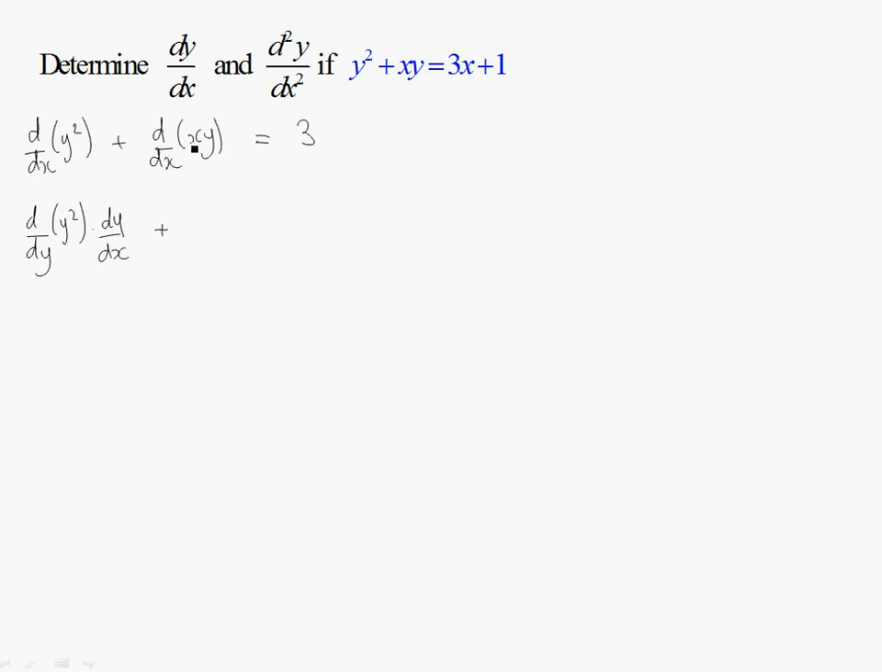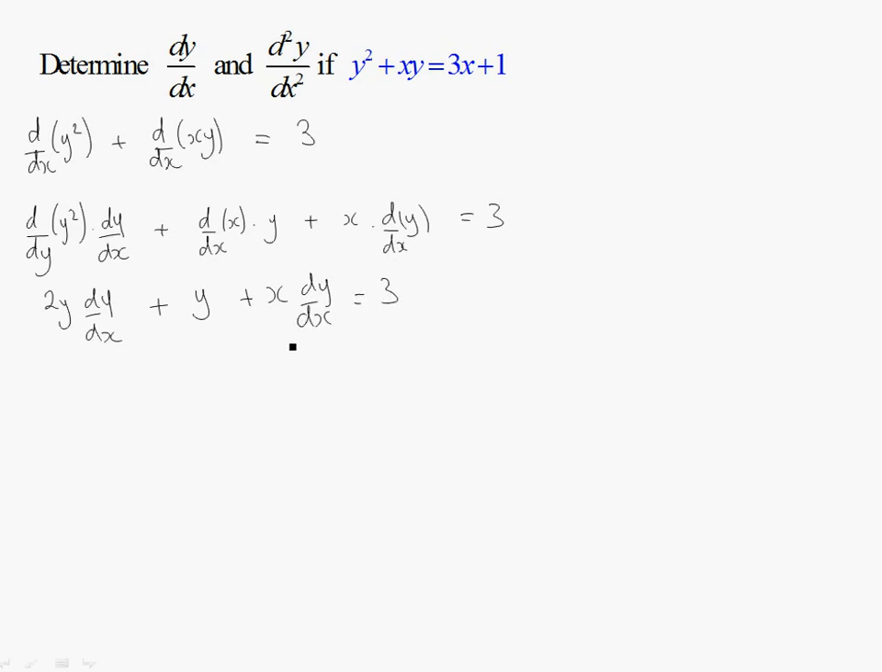The next thing, we've got a product here. x and y are both functions. So we're going to get d by dx of x times y plus x times d by dx of y equals 3. Okay, now let's deal with the things that we've got. The derivative of y squared with respect to y is 2y. So we get 2y dy by dx plus d by dx of x is 1, so we're just going to get a y from that, and from this term we're going to get plus x times dy by dx. That's just dy by dx written in a slightly different format.